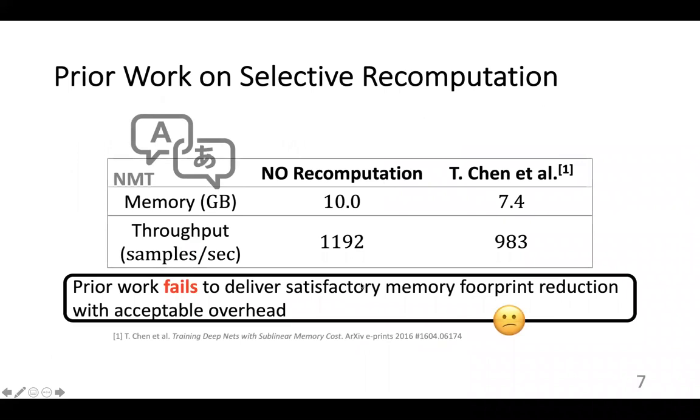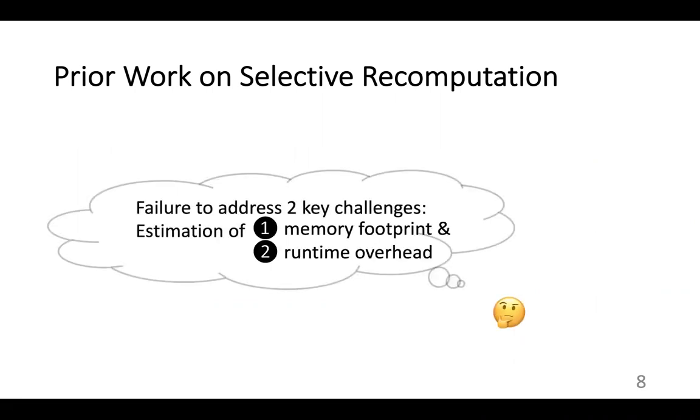However, our evaluation of prior work on selective recomputation shows that those prior proposals fail to deliver satisfactory memory footprint reduction with acceptable performance overhead, as we are only able to trade 1.35 times memory footprint reduction with 70% performance overhead. The reason why prior works failed to make recomputation efficient is because they did not address 2 key challenges, namely the estimation of memory footprint accurately and the estimation of runtime overhead non-conservatively.